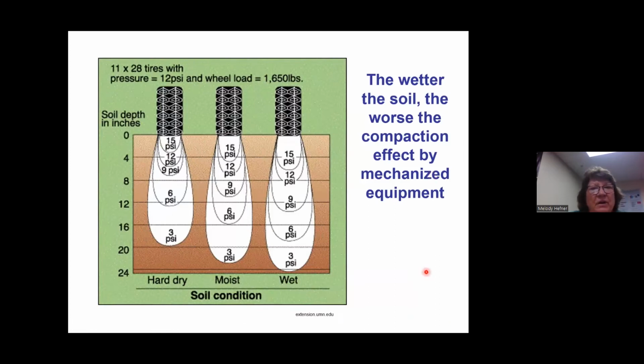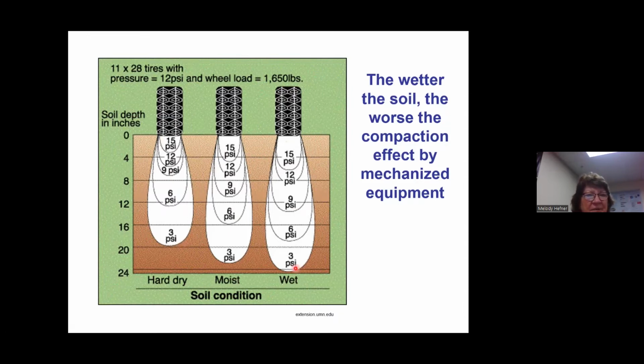The wetter the soil, the worse the compaction effect can be from mechanized equipment, even from repeated walking on a very wet soil. This is a cool little study they did at the University of Minnesota. They put pressure detectors in the soil and then drove heavy equipment over the soil, dry soil, moist soil, and wet soil. They looked at how many pounds per square inch and how far down in the soil depth it went.